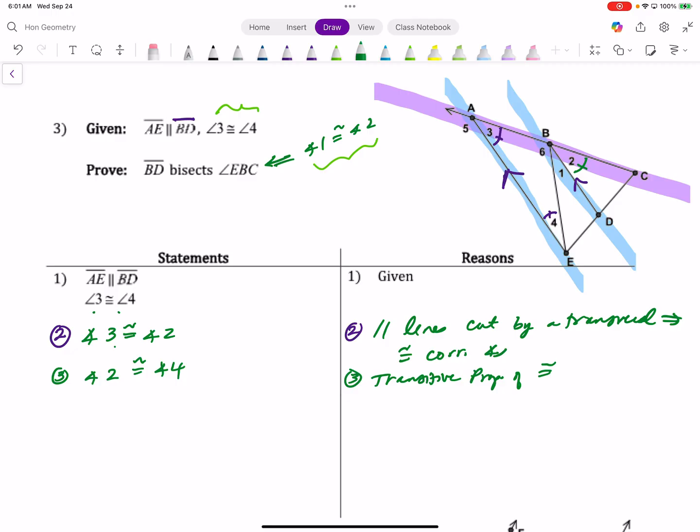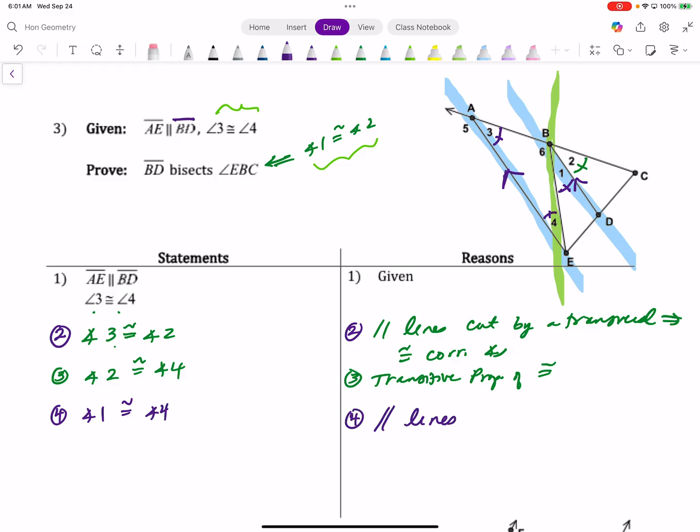All right, so we need to get angle 1 in there somehow. Ooh, here's how. Let's use a different transversal. So let's look at this transversal instead of the other. Angle 1 is congruent to angle 4 because those are alternate interior angles. So we can say angle 1 is congruent to angle 4 because parallel lines cut by a transversal imply congruent alternate interior angles.